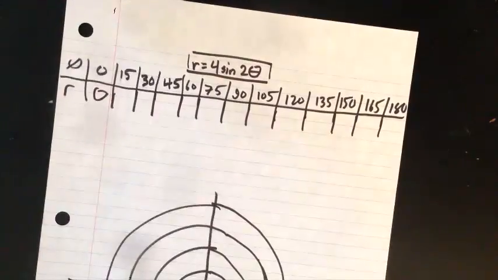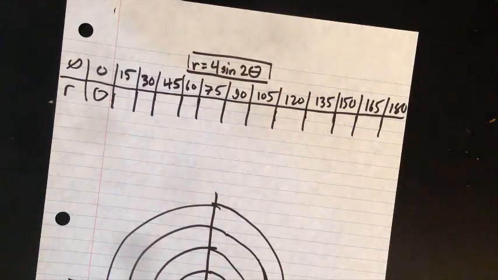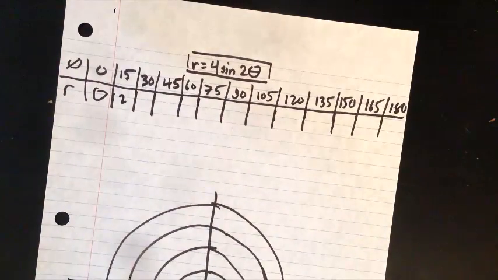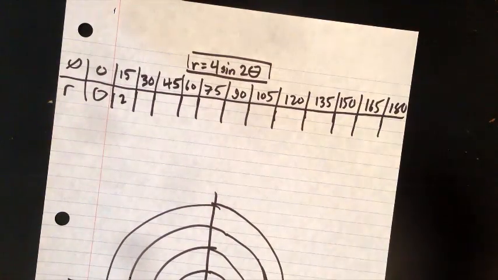15 degrees. We plug that in. 2 times 15, 30. 30 degrees. Sine of 30 degrees, that's like 1/2. Times 4, that's 2. Then we do 30 degrees. Plug that in. 2 times 30, that's 60.